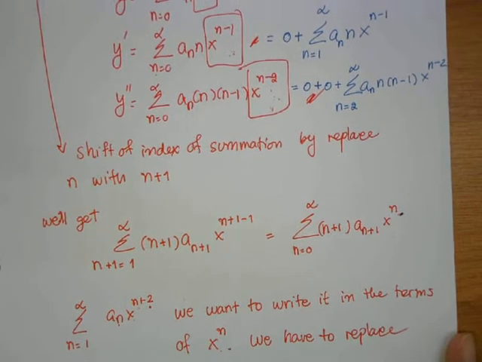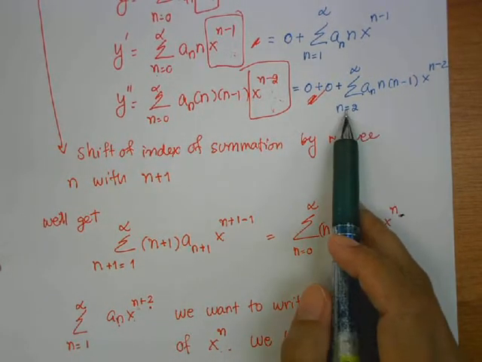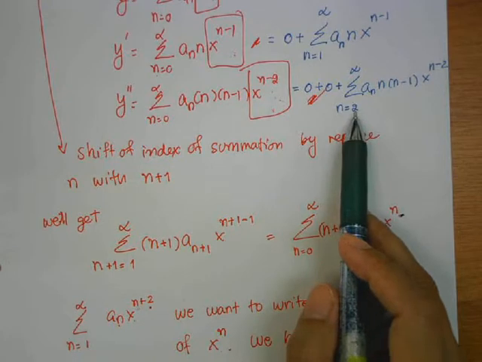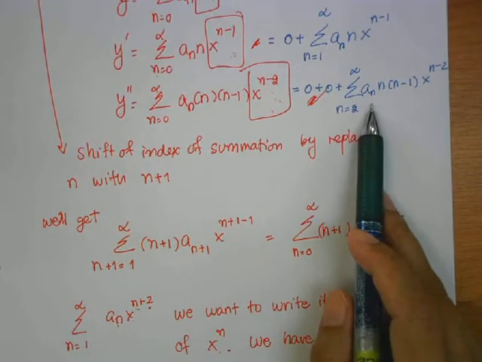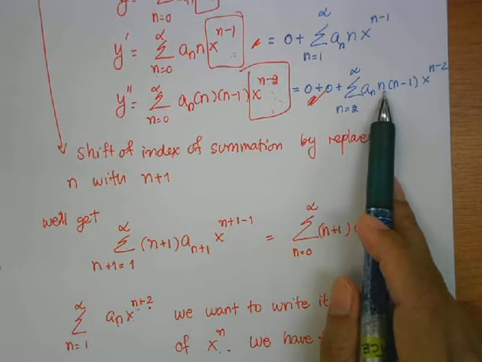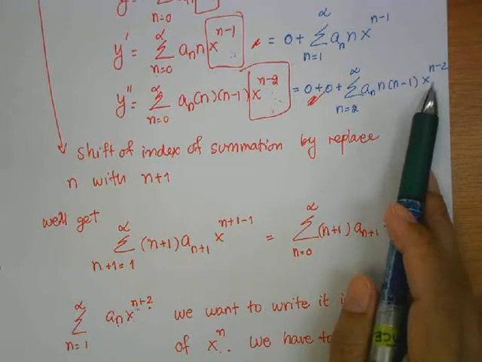Okay, and then if you want to do the shift of this term, you just put n equal to n plus 2 there. So you would get n starting from 0 to infinity of a_(n+2) times (n plus 2) times (n plus 2 minus 1), which is equal to n plus 1, times x to the power n.